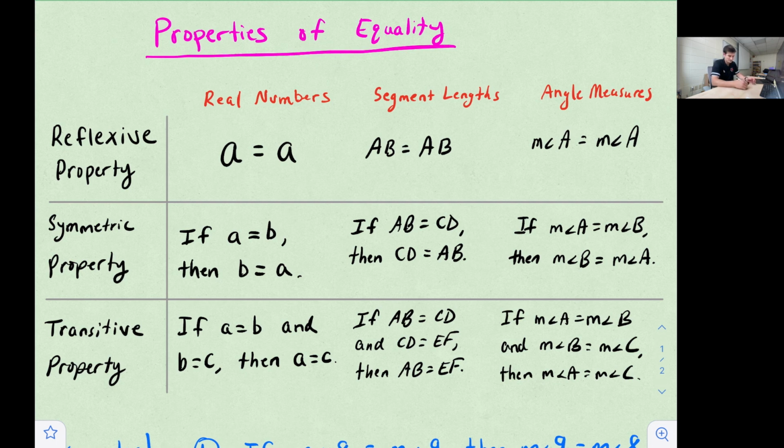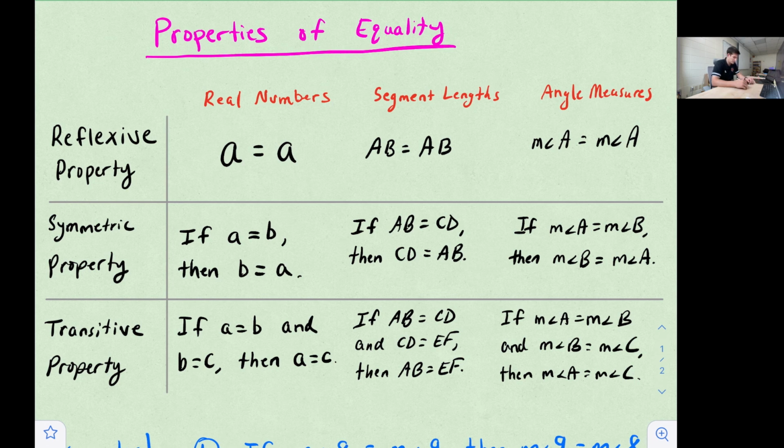A is equal to A, or segment AB is equal to segment AB. The measure of angle A is equal to the measure of angle A. So we'll use this a lot in geometry, especially when we work with triangles and we're proving that triangles are congruent. And we can say this side of the triangle is congruent to itself to help us prove that the triangles are congruent. So something is congruent to itself.